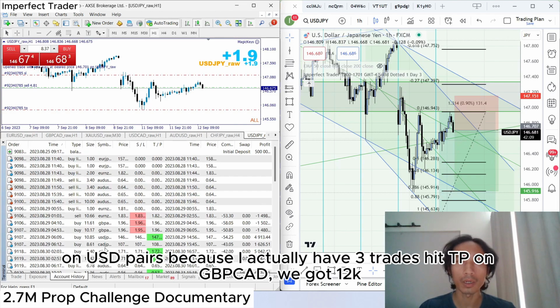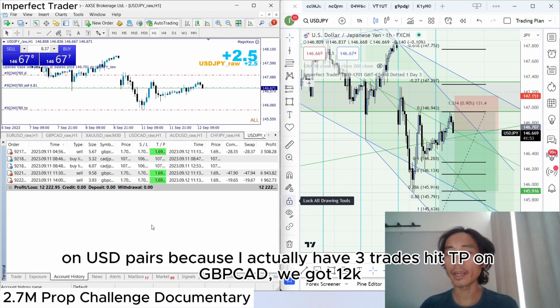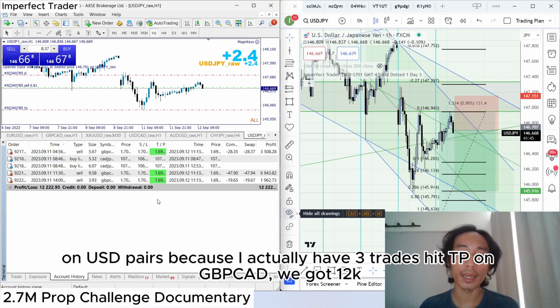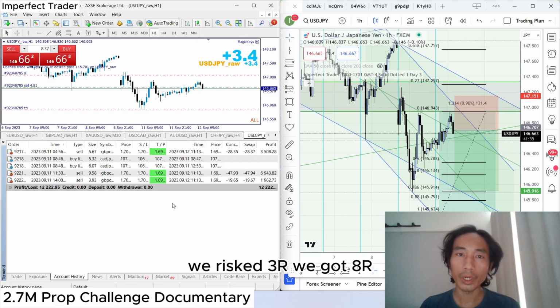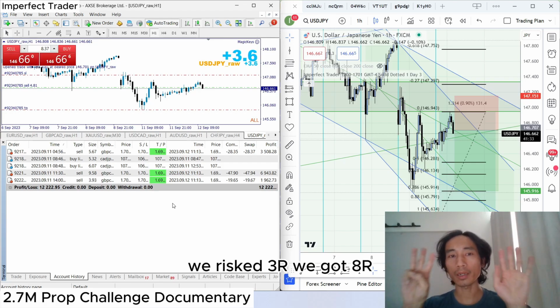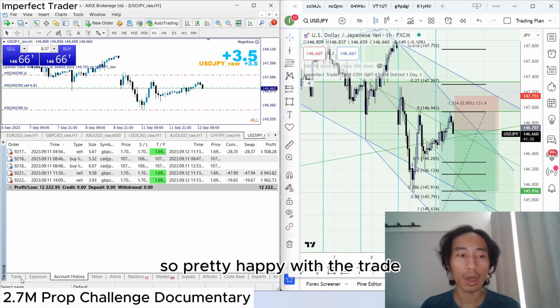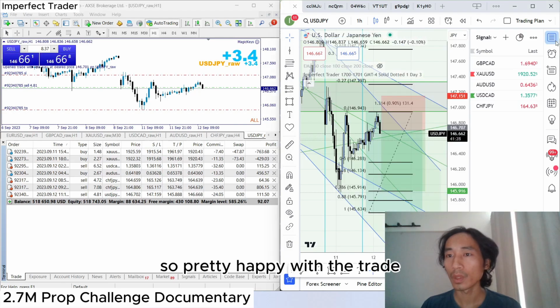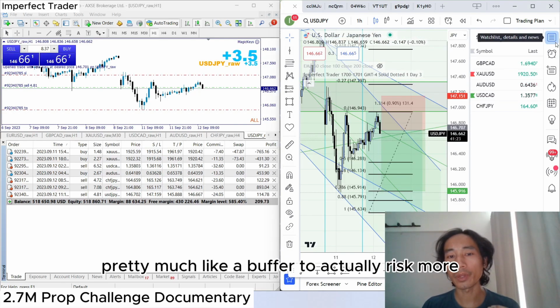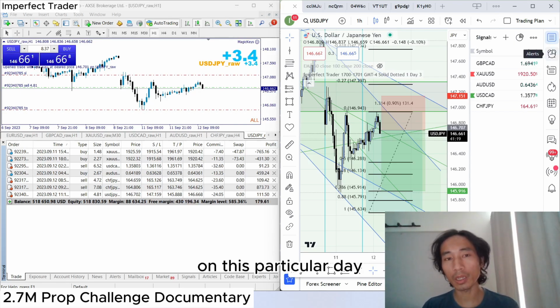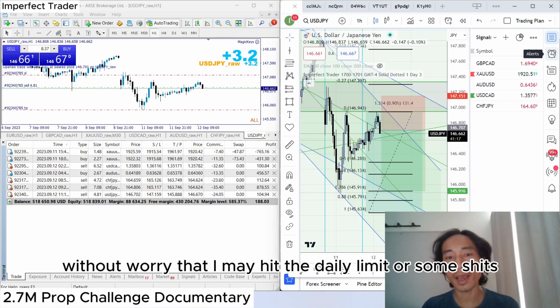hit TP on GBP CAD. We got 12K. So 12K is 8R. We risked 3R, we got 8R. So pretty happy with the trade, and that actually gives me pretty much a buffer to risk more on this particular day without worry that I may hit the daily limit.